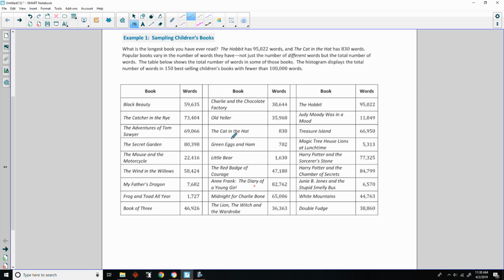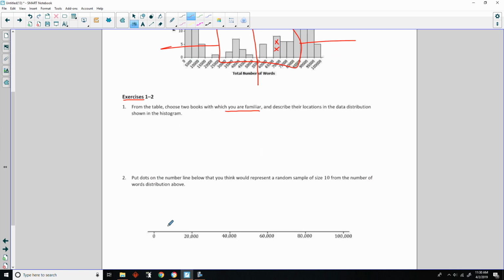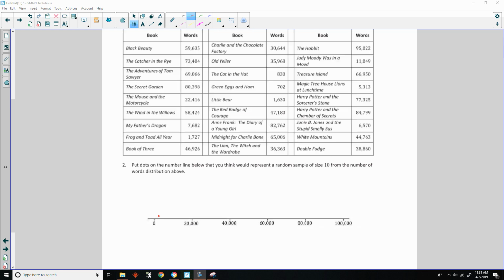So maybe I'd pick this one, Green Eggs and Ham, 702. Then I'd come back here and put a dot down here somewhere. So I will just randomly number these. Green Eggs and Ham was 1, and then maybe this one over here, and then this one and this one. I'm not even looking at names. I'm just bouncing around and picking 10. So there's my random choice.